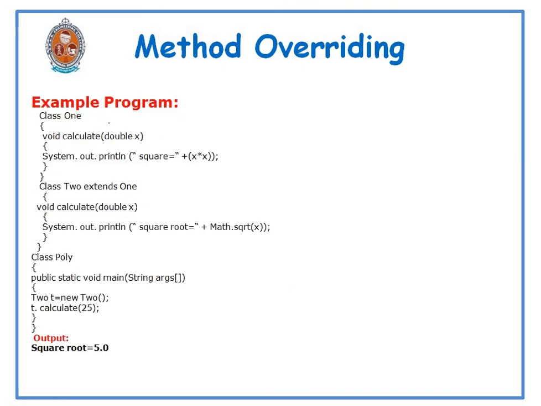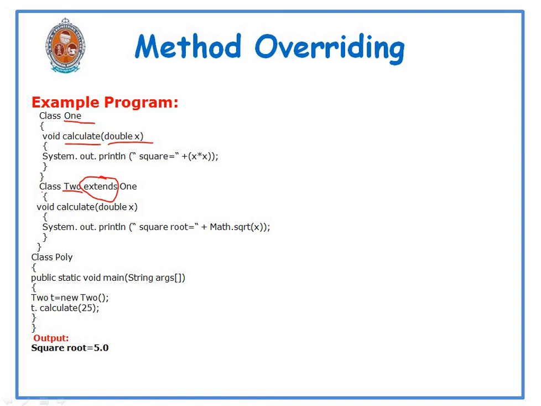Coming to the example program, in this example we have three classes. First one is class 1, and inside class 1 we have defined a method calculate with a single parameter, double x. After that we have defined a class, the class name is 2, and by using the keyword extends we can extend the properties of superclass into subclass. That is, here 1 is the superclass and 2 is a subclass.